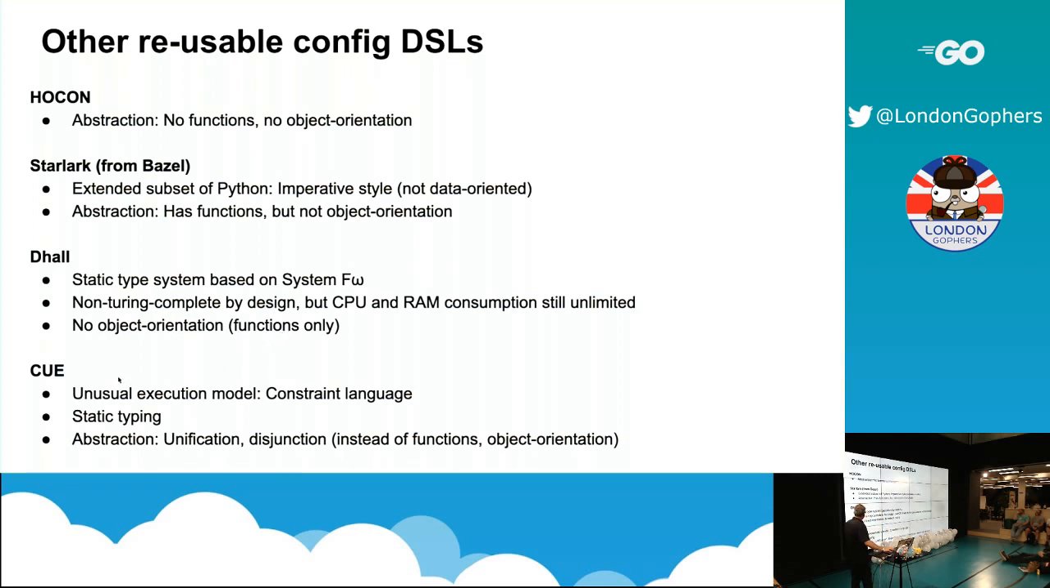CUE is really like trying to think about the problem from first principles. And he's come up with a constraint language, a sort of logic programming model, which is quite interesting. Instead of using functions and object orientation, it uses disjunction and unification, and it's like writing Prolog to do your config. But because it's so different, it's quite hard to actually compare it. So it's interesting. So anyway, if Jsonnet isn't doing it for you, there are some other options.